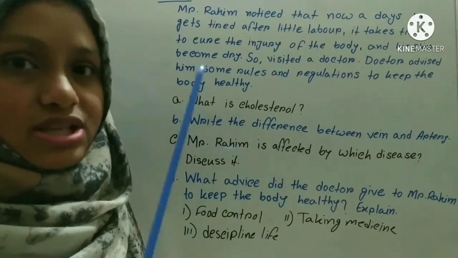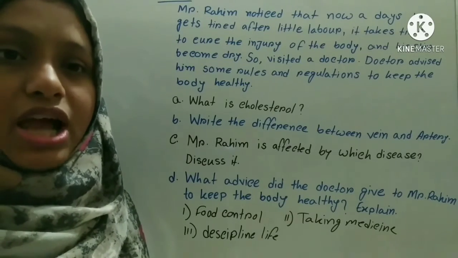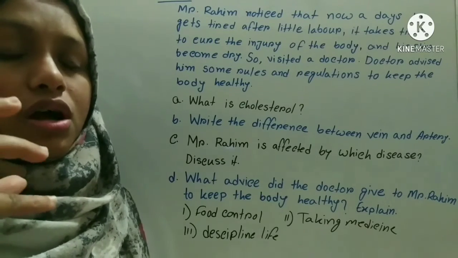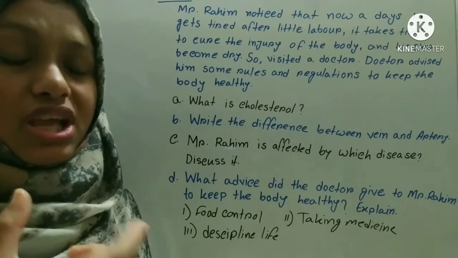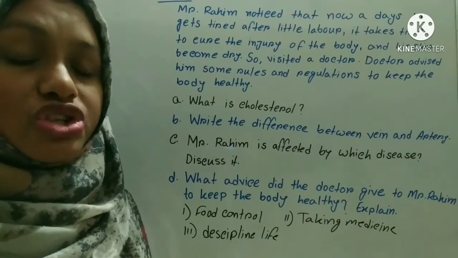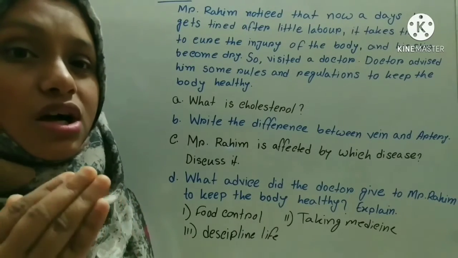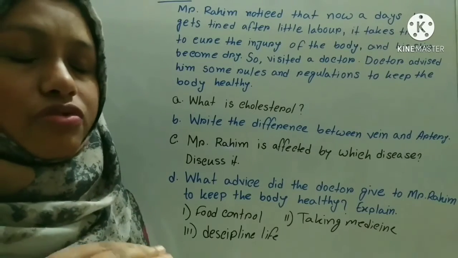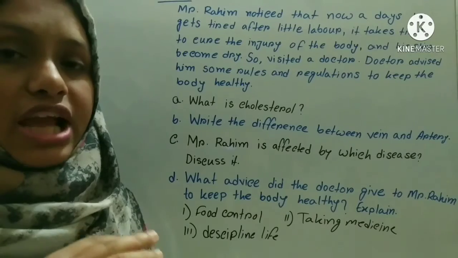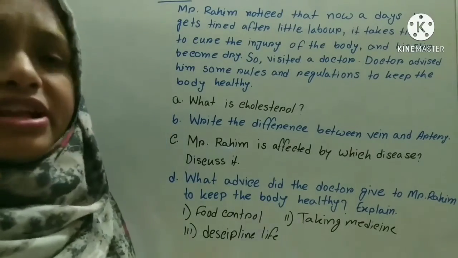You can describe it. Food control. What is food control? A person who is affected by diabetes has to maintain the amount of food advised by the doctor. He or she can't eat more food, or he should take more proteinous food but less sweet food and carbohydrate. He can't take sweet food, any food that is sweet, and less carbohydrate.